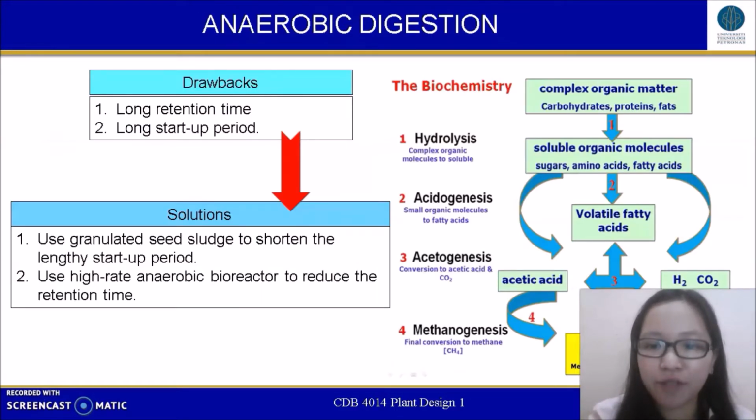However, anaerobic treatment demonstrates 2 major drawbacks, which are long retention time and long startup period. But no worries, these 2 issues can be solved by using granulated seed sludge to shorten the lengthy startup period, and the other method is by using high-rate anaerobic bioreactors to reduce the retention time.